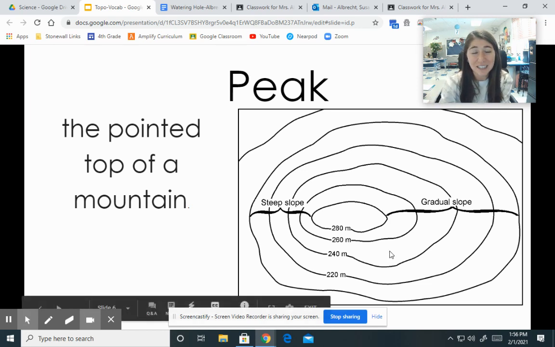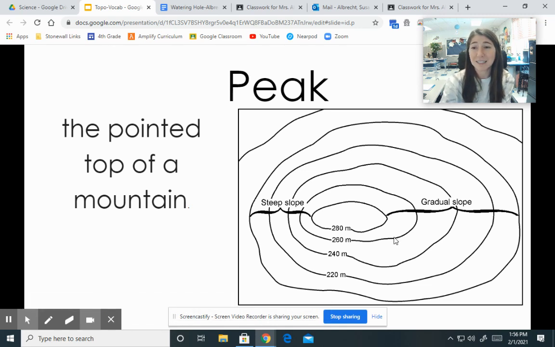What I would like for you guys to do today for your Google question exit slip is to define what makes a steep slope and what makes a gradual slope. So when answering this question, you could just say a steep slope means that the contour lines are really close together. But a gradual slope, as defined, could say the contour lines are further apart.